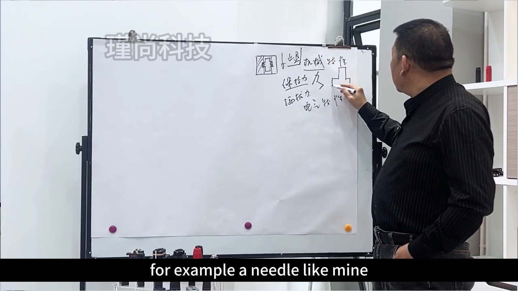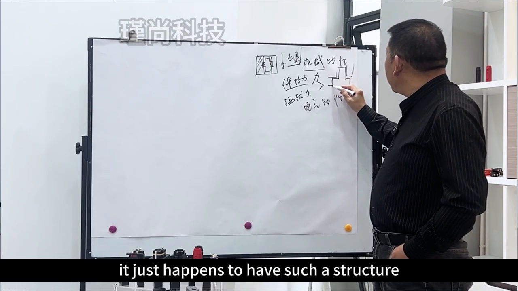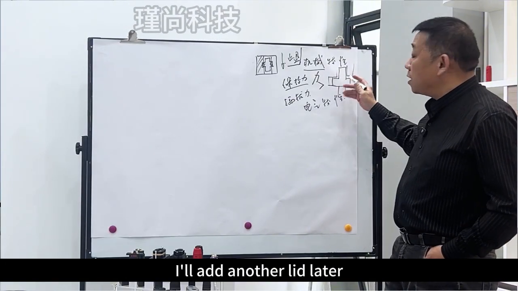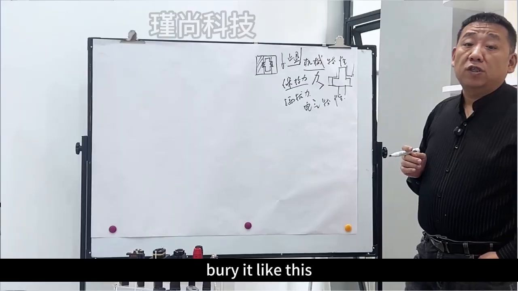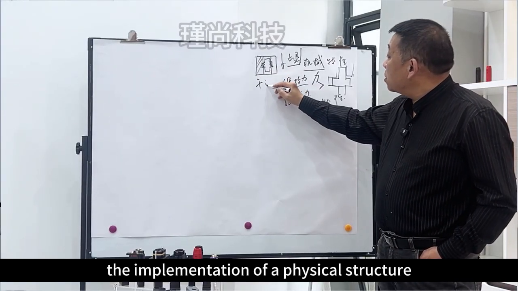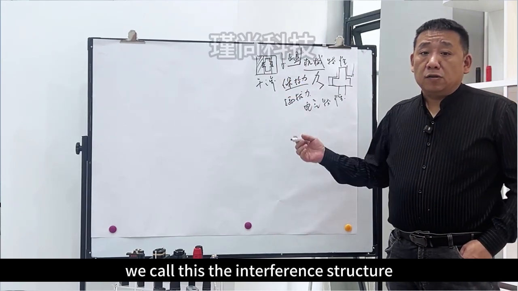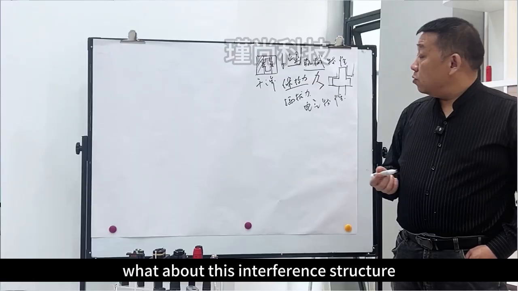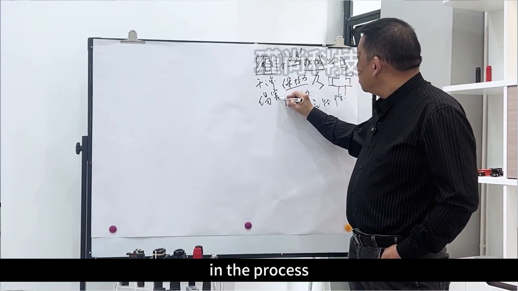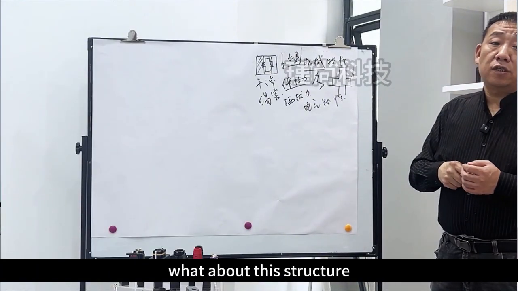For example, a needle like mine, and the design of my housing, happens to have such a structure. I'll add another lid later to cover it in, burying it like this. This is the implementation of a physical structure. The other structure is the one we call the interference structure. What did we say about this interference structure? In the process, it's damaging. It does hurt.